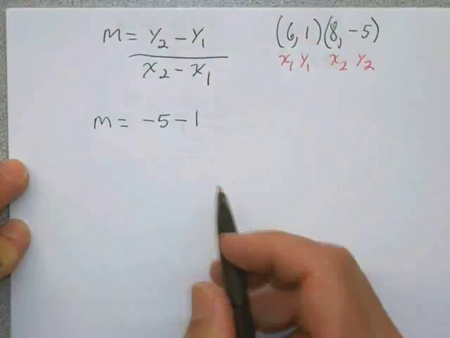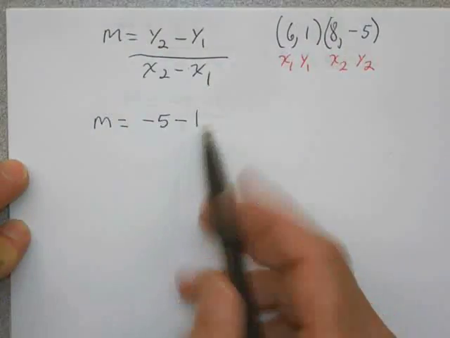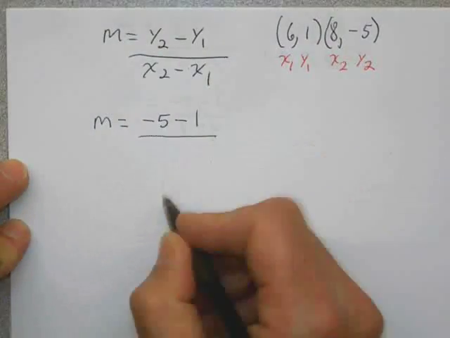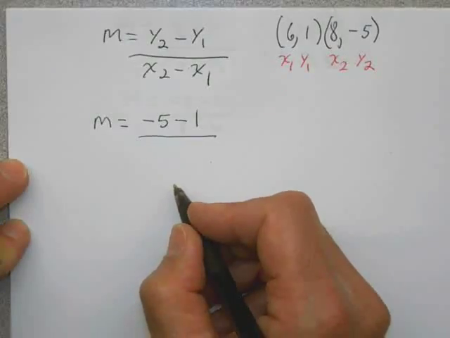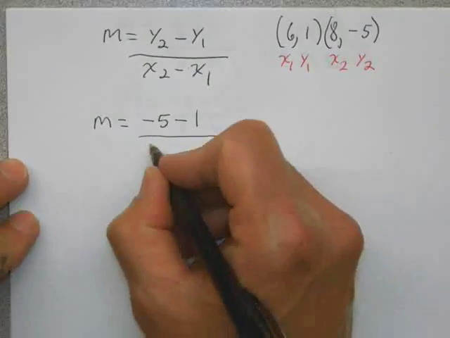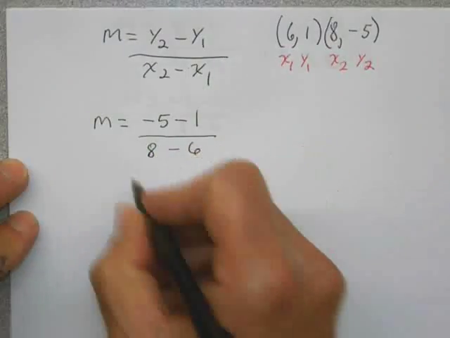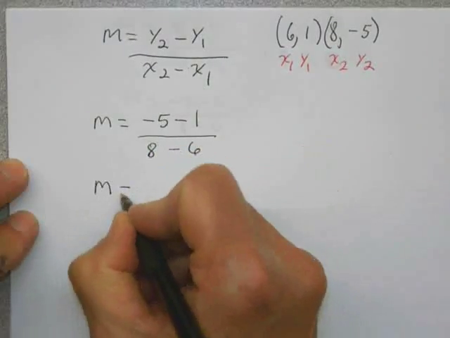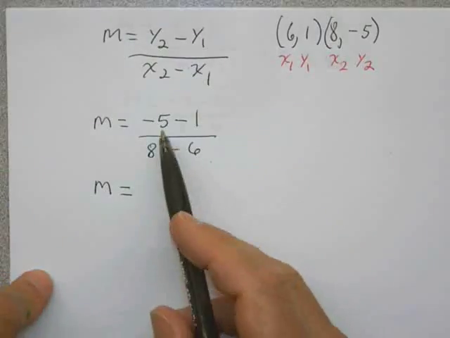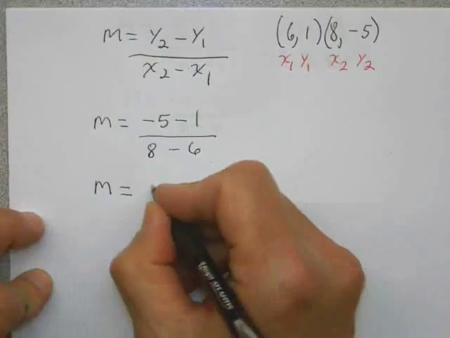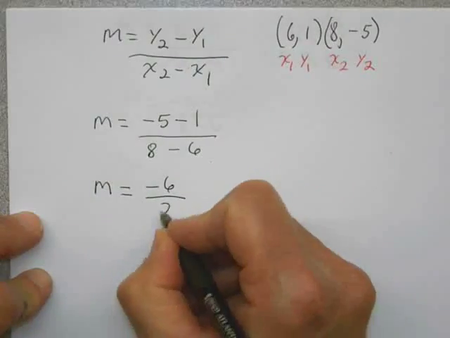Okay, so for y2 I've got negative 5, for y1 I've got 1. I'm going to put that all over x2 minus x1, which is going to be, for my x2, 8, and for my x1, 6. All right, got my points plugged in. Now let's do our subtraction. Negative 5 minus 1, of course, would be negative 6, and 8 minus 6 would be 2.